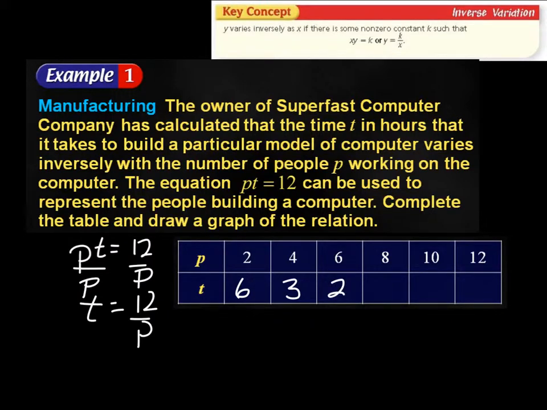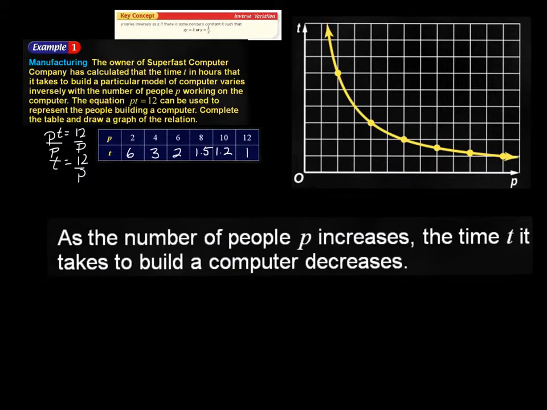Now I want to start using a calculator because it doesn't come out quite as nice, but it's not that bad. 12 divided by 8 is 1.5, 12 divided by 10 is 1.2, and 12 divided by 12 is 1. Notice when we go to plot our points, we're only going to have values in the first quadrant. Our values are p and t: 2, 6; 4, 3; 6, 2; 8, 1.5; 10, 1.2; 12, 1. As the number of people, p, increases, the time it takes to build a computer decreases.